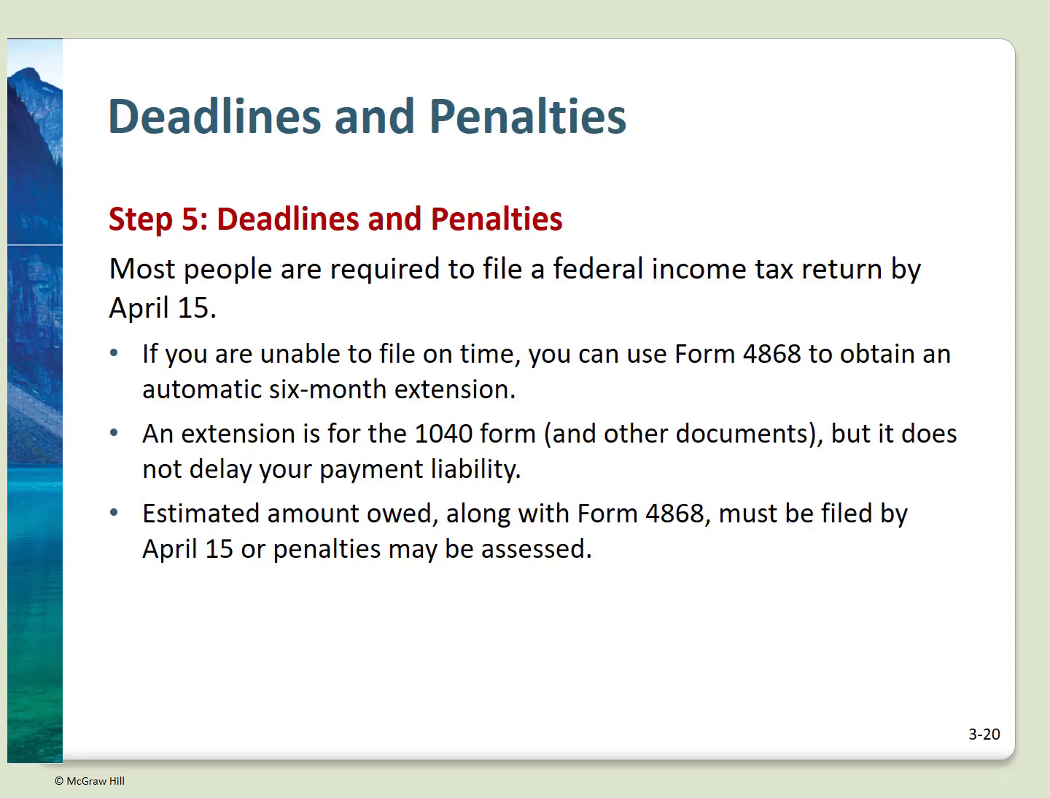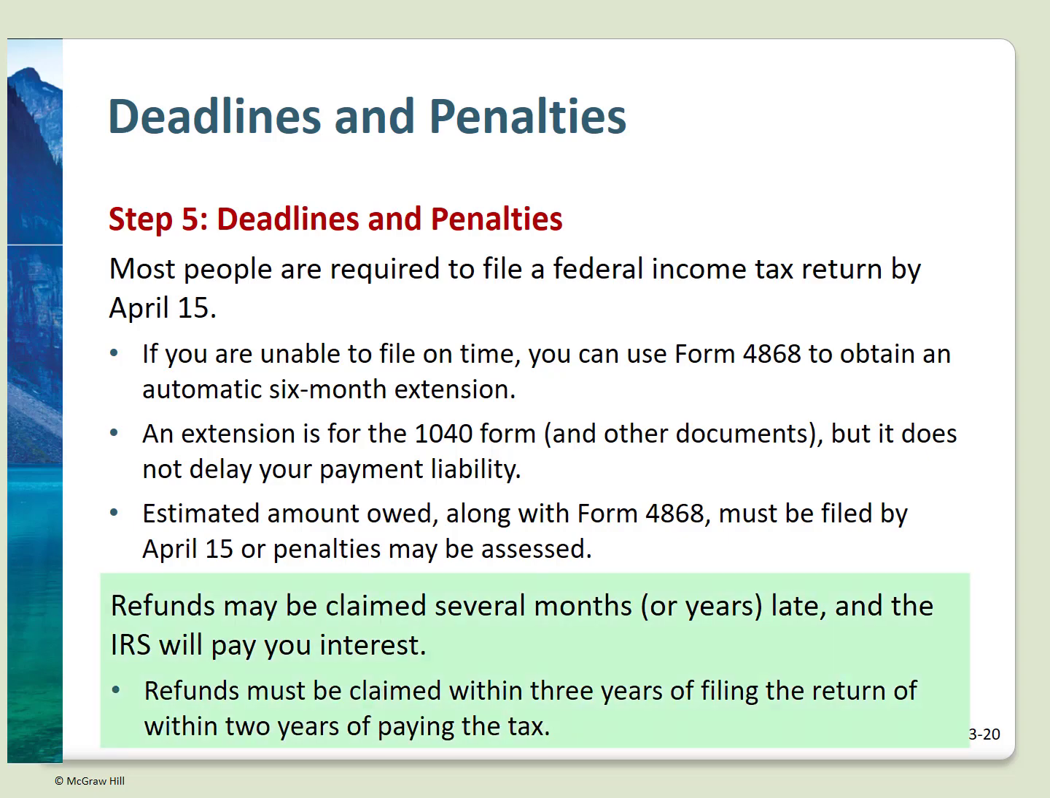If you don't think you can get your tax return together and ready to file by April 15th, you can file Form 4868 to obtain an automatic 6-month extension. The caveat is you have to estimate taxes owed and pay that amount by April 15th with the Form 4868. The extension gives you until October 15th to file your completed tax return. Just for your information, most tax preparers automatically file extensions for themselves since they're busy preparing taxes for clients. Refunds can be claimed within 3 years of filing the return, and the IRS will pay you interest.